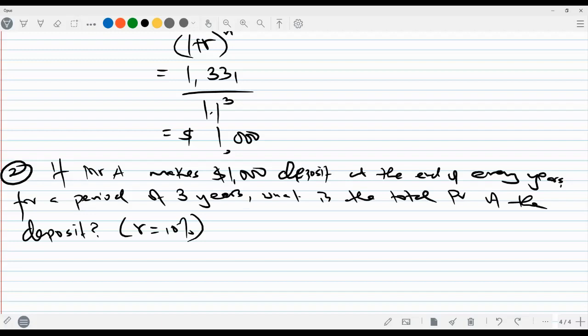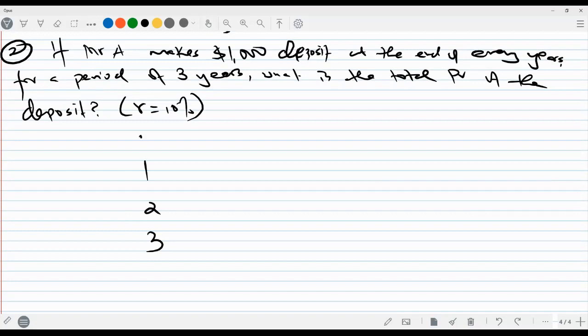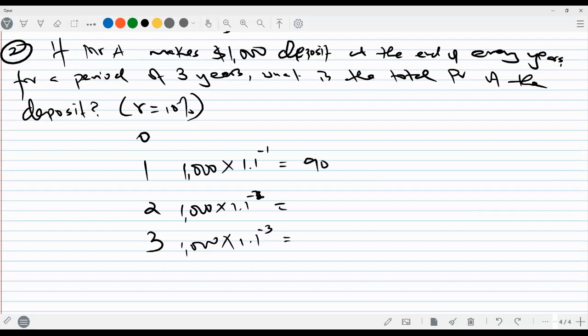So this Mr. A makes a deposit of $1,000 every end of the period for 3 years. So we'll determine what's the current value of these deposits. Here you have deposit in year 1, year 2, year 3. We want to get the current value as at year 0. Therefore, we discount this 1,000 back to year 0 at 1.1 to the power of -1, then another 1,000 at 1.1 to the power of -2, because 2 years later, and 1,000 at 1.1 to the power of -3.